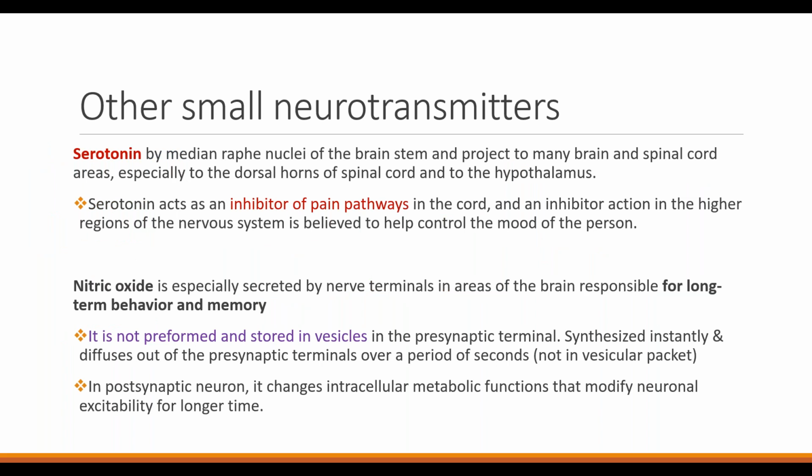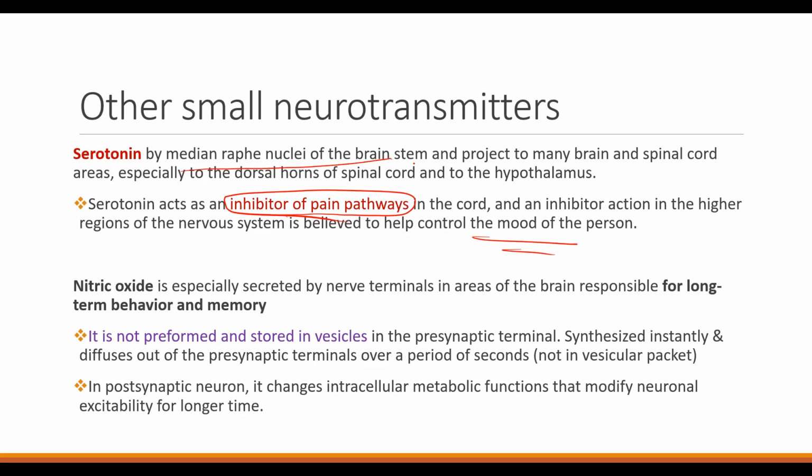Last two basically, serotonin and nitric oxide. Now serotonin is important. Serotonin acts as an inhibitor of pain pathways. This is important. Its inhibitory action also helps control the mood of the person. And where is it found? It is found in many areas, especially in the median raphe nucleus of the brainstem. From there it projects to many other areas, right? It gets projected to the hypothalamus, and it is there in the dorsal horn of the spinal cord. So serotonin is inhibitory of the pain pathways.